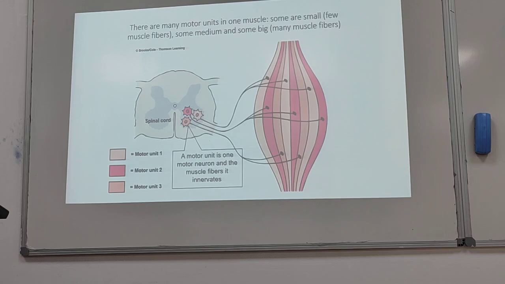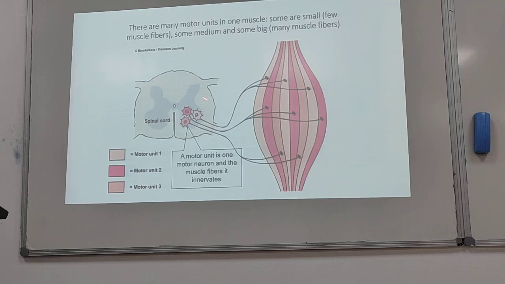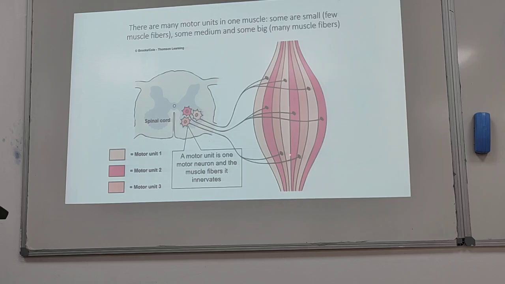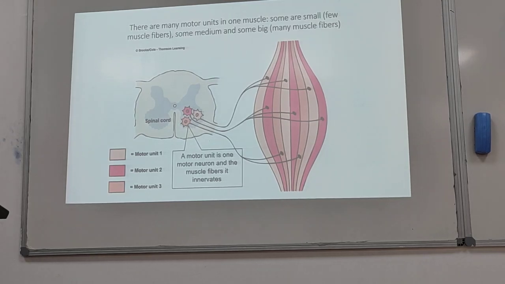So one neuron and all the muscle fibers which it is supplying, this is called a motor unit. I am giving you a new definition. The definition is motor unit. There are many motor units in one muscle. Some are small, some medium, some very big. So some nerves supply 2 muscle fibers, some nerves supply 10 muscle fibers. You understand?